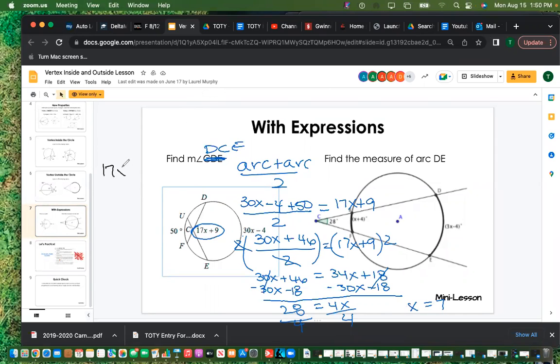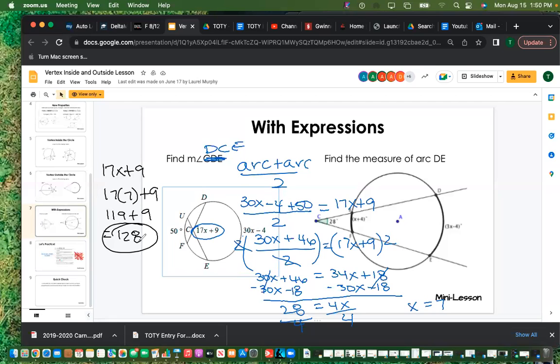So we've got 17x plus 9. If we plug in 7 for x, what's 17 times 7? 119. Dang, y'all were already ready. Plus 9? 128. Fantastic. Okay, so our final answer would be 128. I know, it's a lot of work.